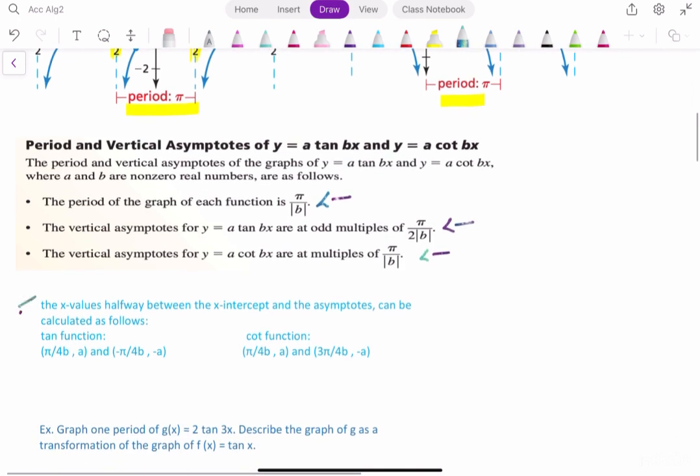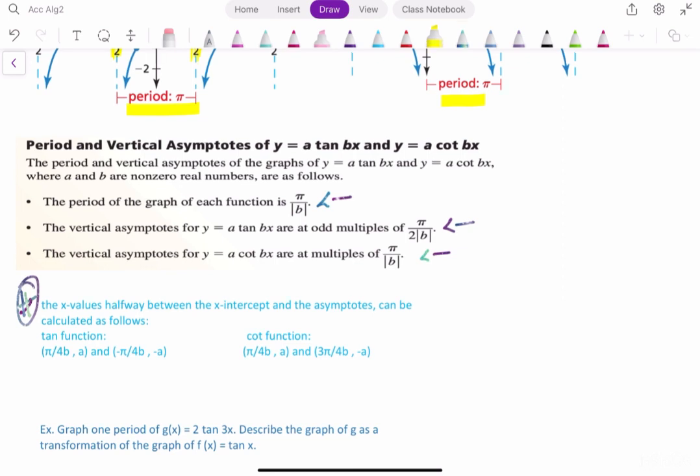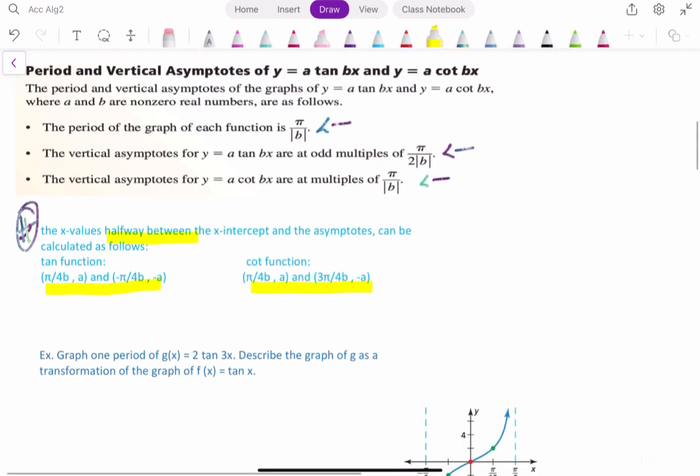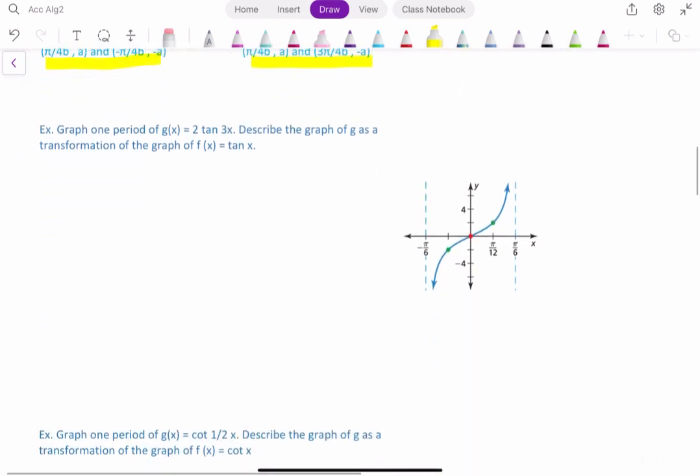So we discussed the x-intercepts, we discussed the asymptotes, but there will be a value in between the x-intercept and the asymptote. That value is called the halfway value. To calculate the halfway value, we divide the whole period by 4. That is the whole purpose for the tangent and for the cotangent. So keeping that in mind, let's take one example.